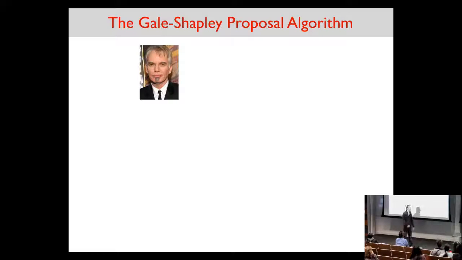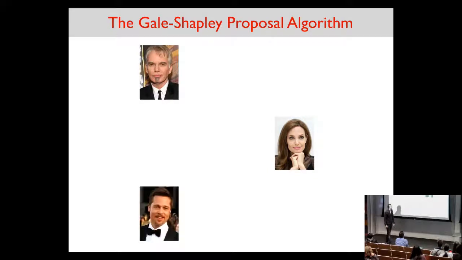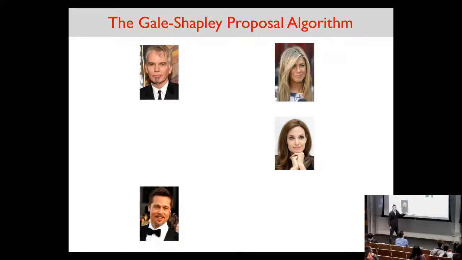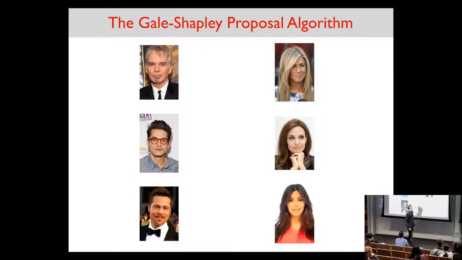Okay, so we have Billy Bob. Since we have Billy Bob, we're going to put Angelina Jolie there because at some point they were married. And since we have Angelina Jolie, we're going to have Brad Pitt. And since we have Brad Pitt, we're going to have Jennifer Aniston. And since we have Jennifer Aniston, we're going to put John Mayer into the mix. And for no particular reason, just for fun, we're going to add also Kim Kardashian.